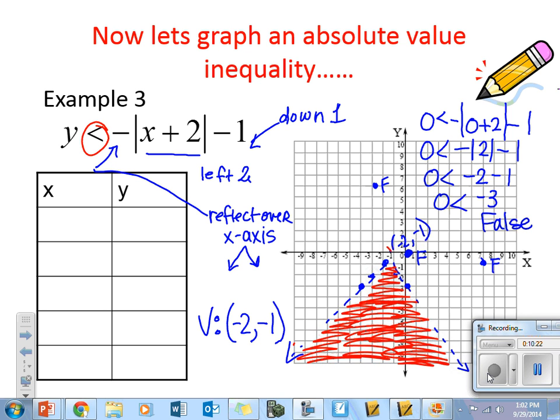Okay, remember, we're always shading when we're talking about inequalities, and one side will be shaded, the other side won't. So always test a point. Make sure that you worry about dotted versus solid lines or solid V's. Okay? Thank you, and we'll see you tomorrow.